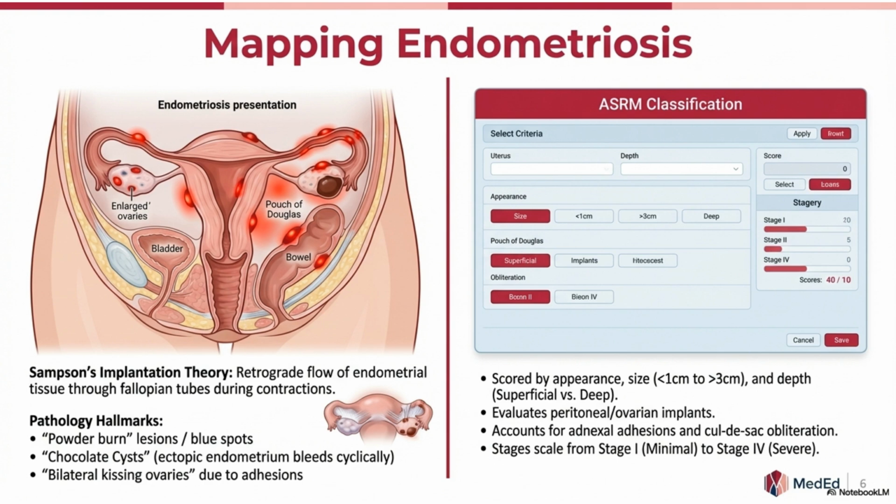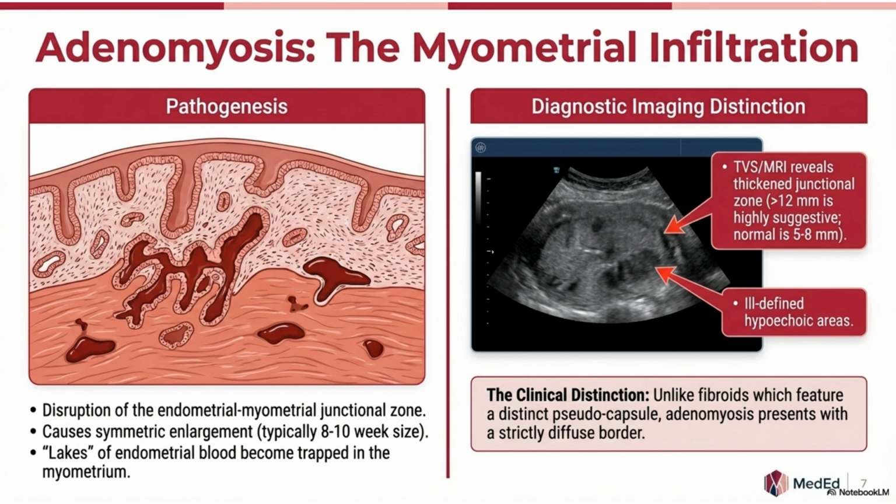Sampson's implantation theory suggests retrograde flow of tissue through the fallopian tubes. Pathological hallmarks include powder burn lesions, chocolate cysts, endometriomas, and "kissing ovaries" due to adhesions. Severity is staged from I, minimal, to IV severe, based on ASRM classification.